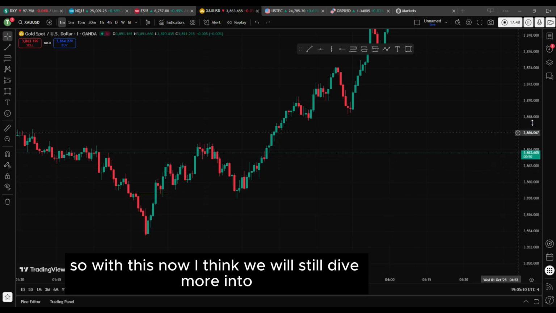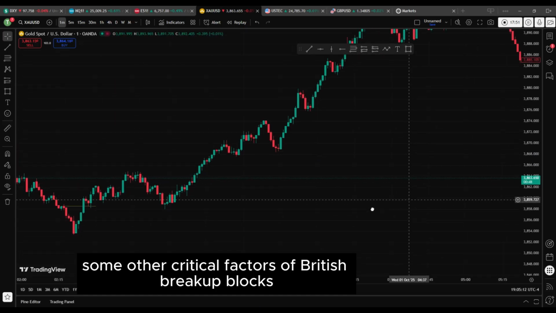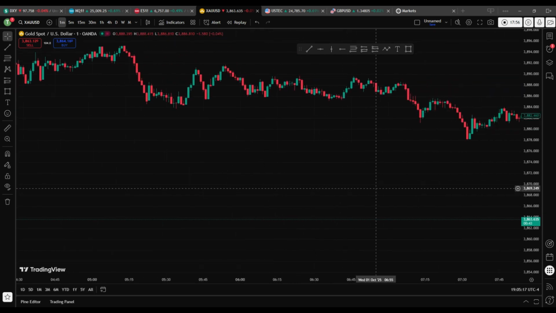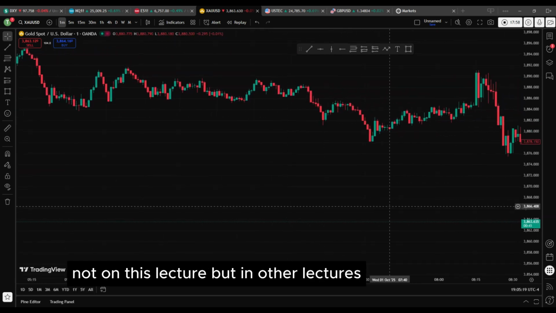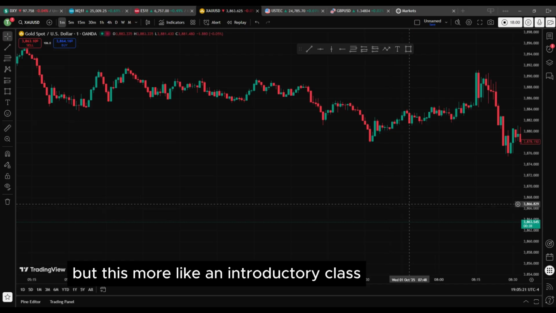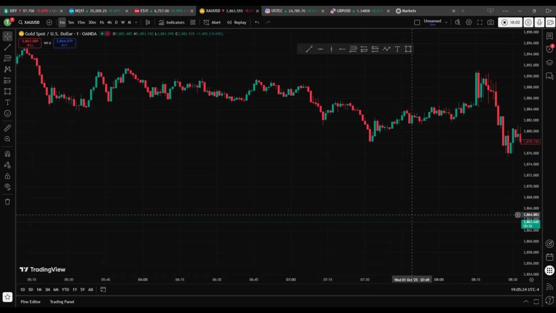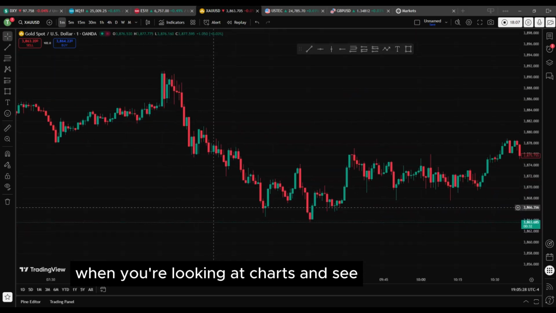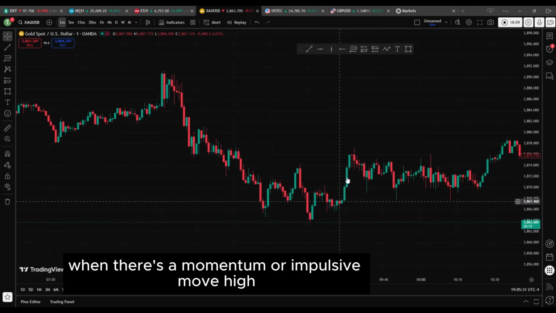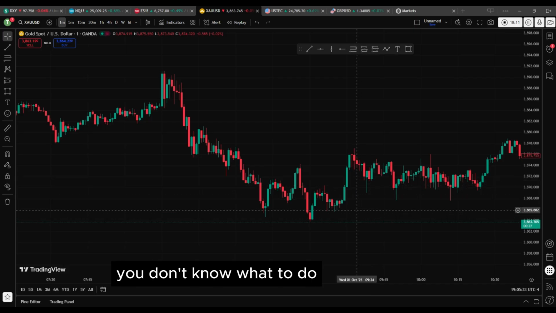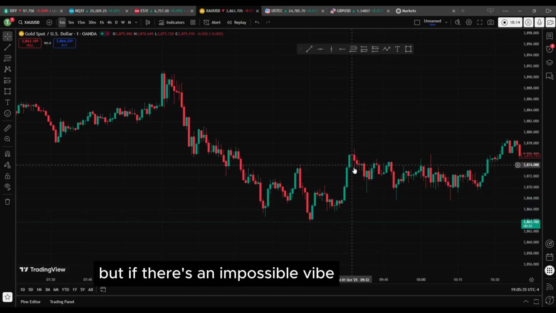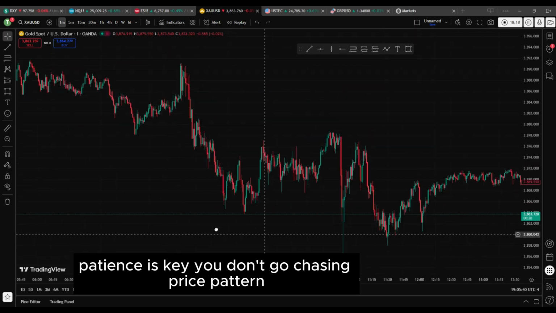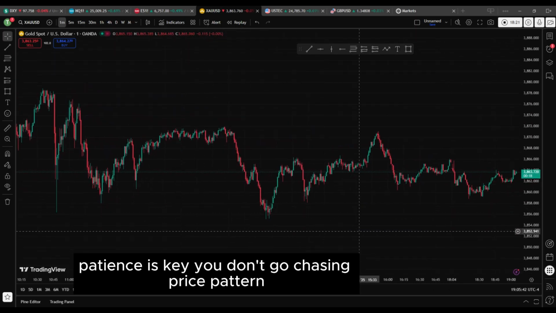We'll get into some other critical factors of breaker blocks later on, not in this lecture but in other lectures. This is more like an introductory class, so it shouldn't look like rocket science when you're looking at charts. If there's an impulsive move higher, wait for the market to retest. Patience is key in this market. You don't go chasing price.